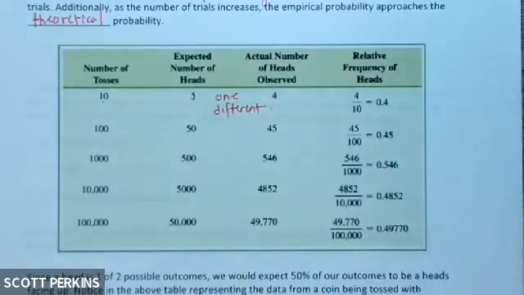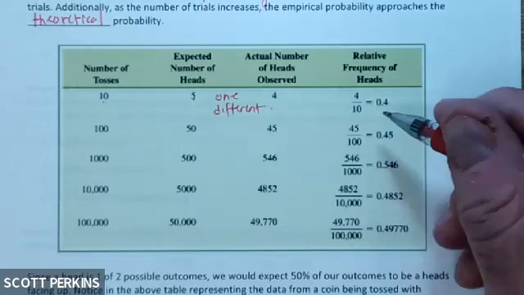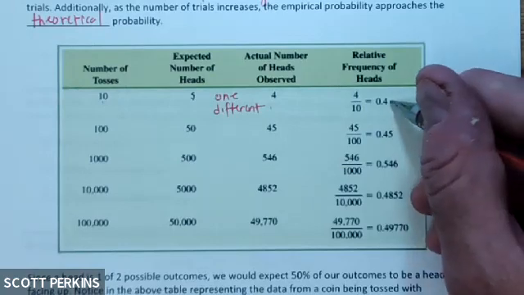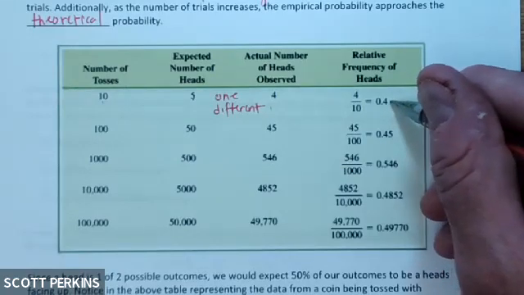But here's the issue. Since you only did the experiment 10 times, each of those 1 is a significant amount, a significant portion of the 10. So your empirical probability of getting a heads is 0.4. That seems to be pretty significantly different than 0.5.